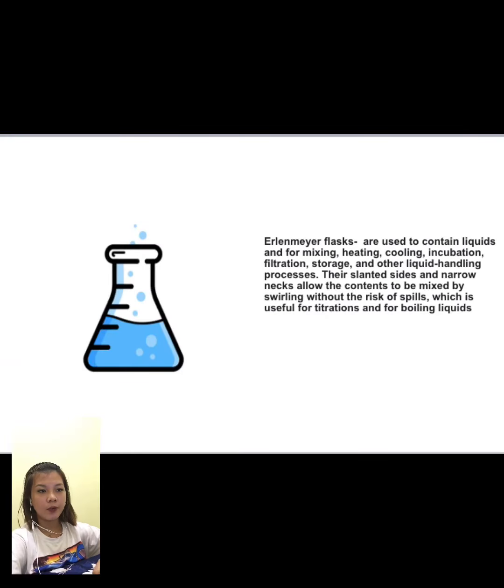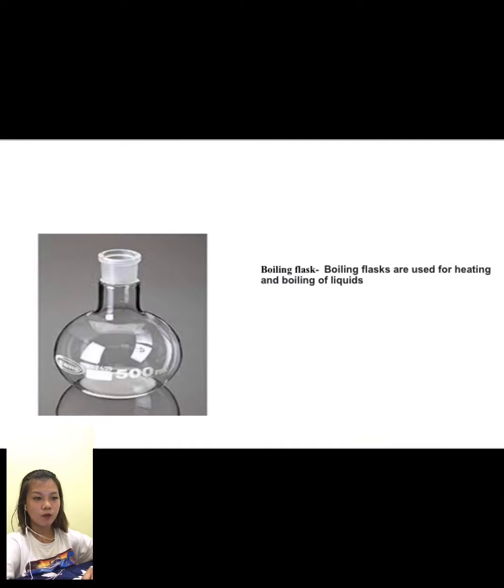Third, Erlenmeyer flasks are used to contain liquids and for mixing, heating, cooling, incubation, filtration, storage, and other liquid handling processes. Their slanted sides and narrow necks allow the contents to be mixed by swirling without the risk of spills, which is useful for titration and for boiling liquids. Next is boiling flasks. Boiling flasks are used for heating and boiling of liquids.